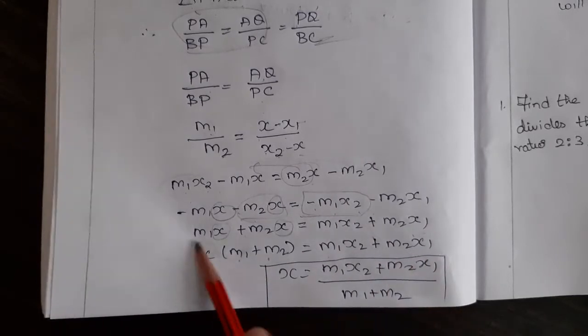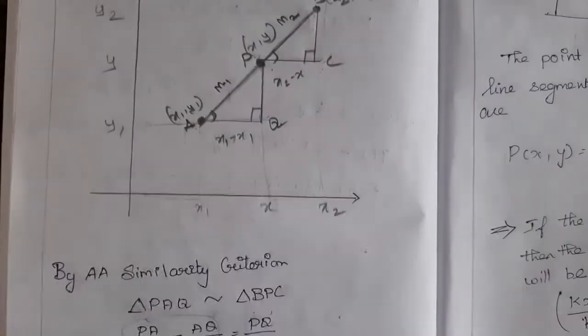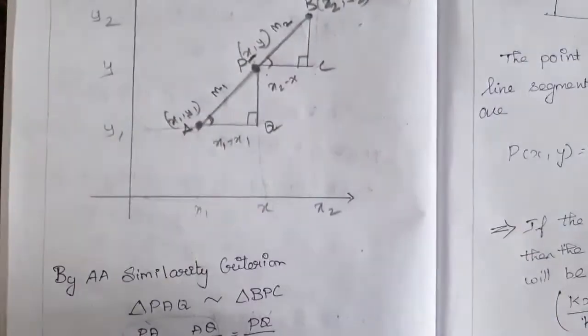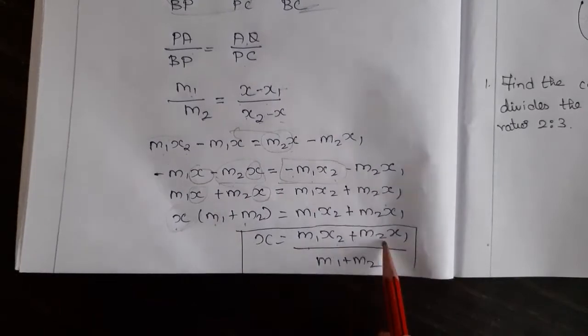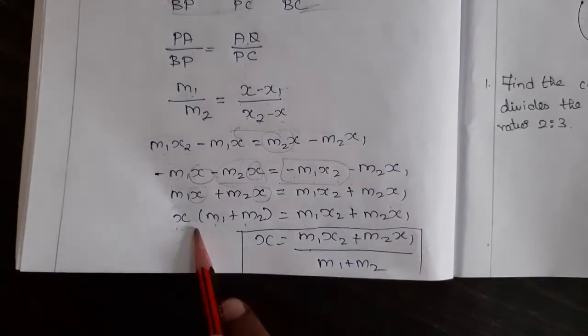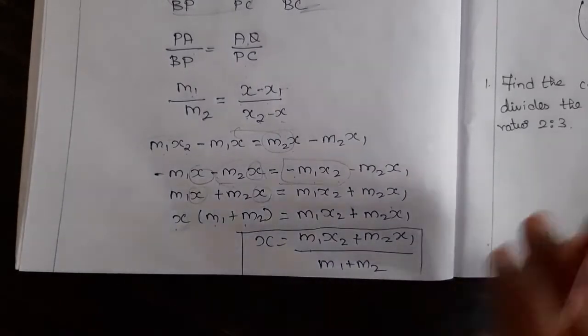So we need to find an x value, right? We need this coordinate point actually, so we concentrate on the point x. So x is equal to M1x2 plus M2x1 divided by M1 plus M2. Just brought it here, right?